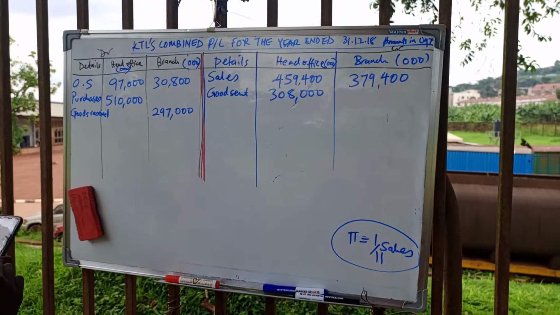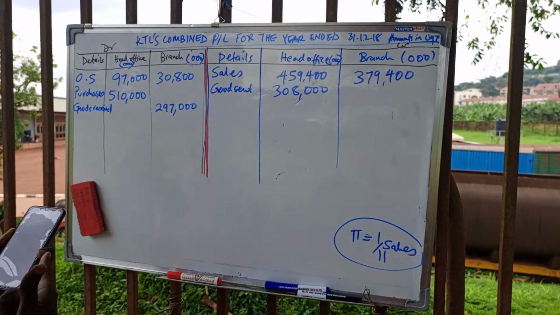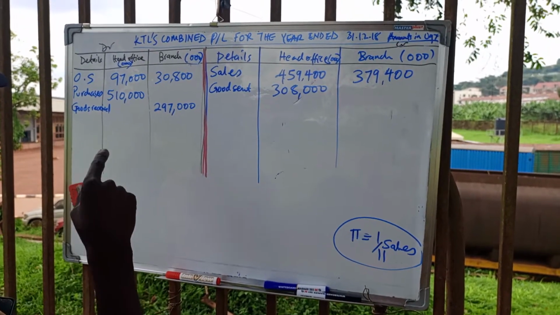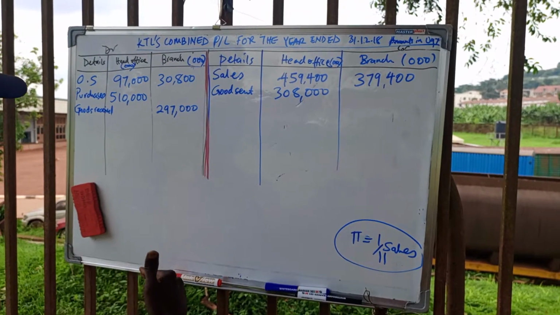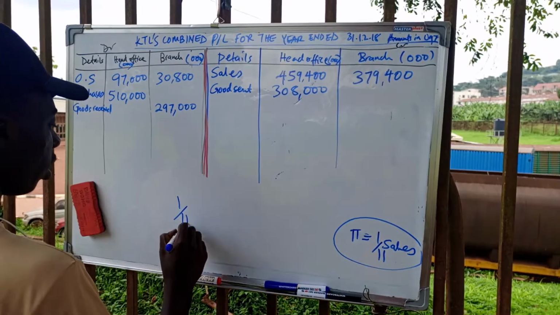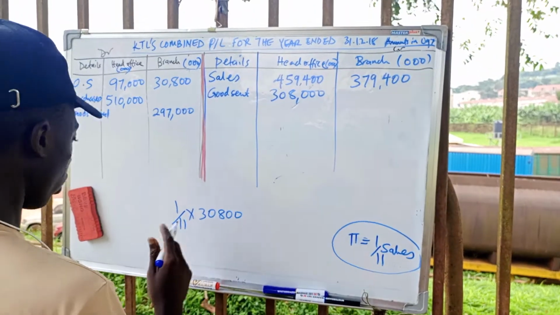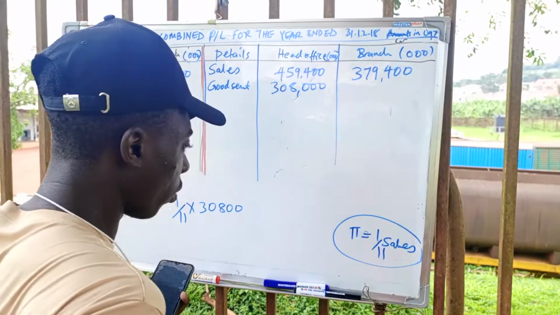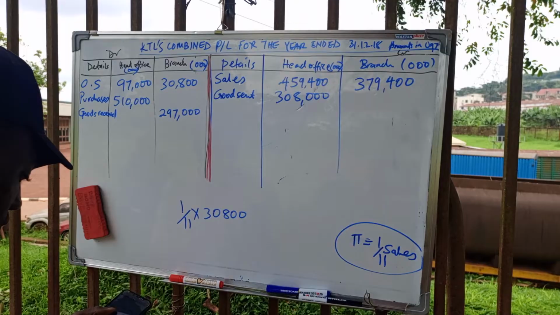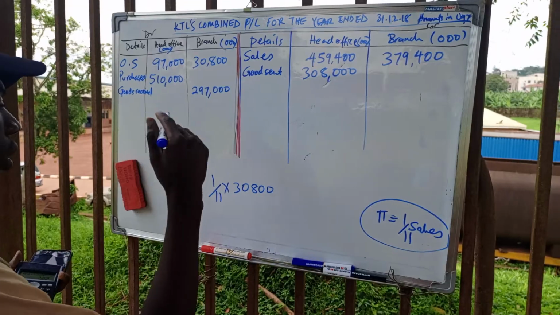For instance, they said all goods sold by the branch are supplied from the head office at cost plus. So we must calculate the profit element in the opening inventory at the branch and the closing inventory at the branch. The profit that you get on the opening stock is what we call realized profit. So we compute 1 out of 11 times the opening inventory at the branch, which is 330,800. I'm getting 2,800.